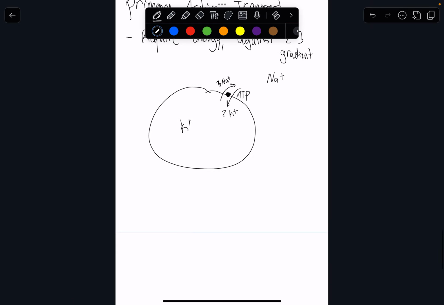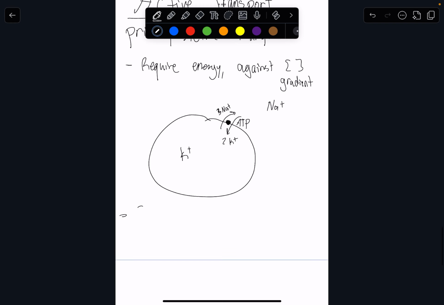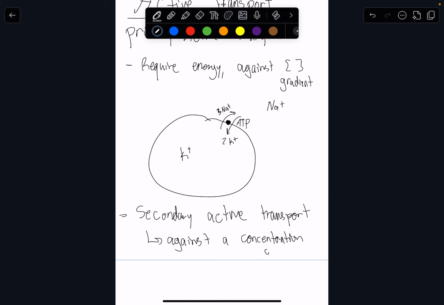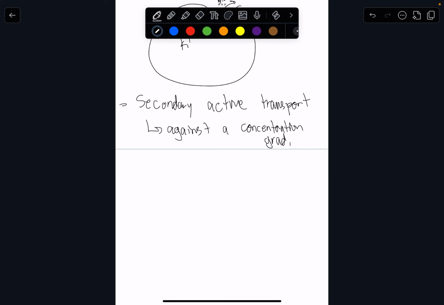There's also something called secondary active transport. Active transport. So this is also going against a concentration gradient. That's a long word. Okay, I'm just going to stop right there. So against a concentration gradient.